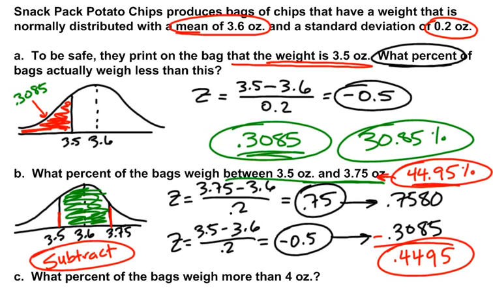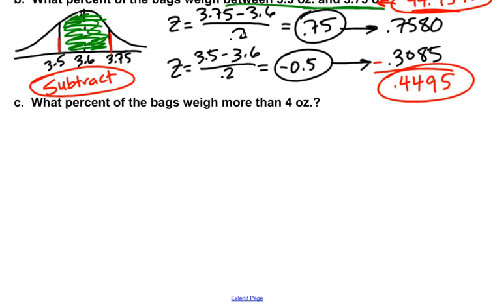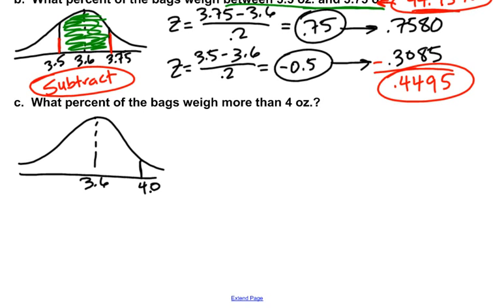44.95% comes between 3.5 and 3.75. Okay, the last part of this question asks us to identify the percent that weighs more than 4 ounces. So again, we've got our distribution. The mean is at 3.6, and we are going to test out the value of 4.0. And we want to see what percent of the bags that are produced actually weigh more than 4 ounces.